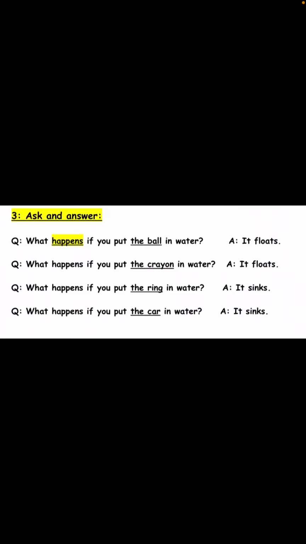What happens if you put the ring in water? The ring, it sinks. What happens if you put the car in water? It sinks. If you put the car in water it sinks.